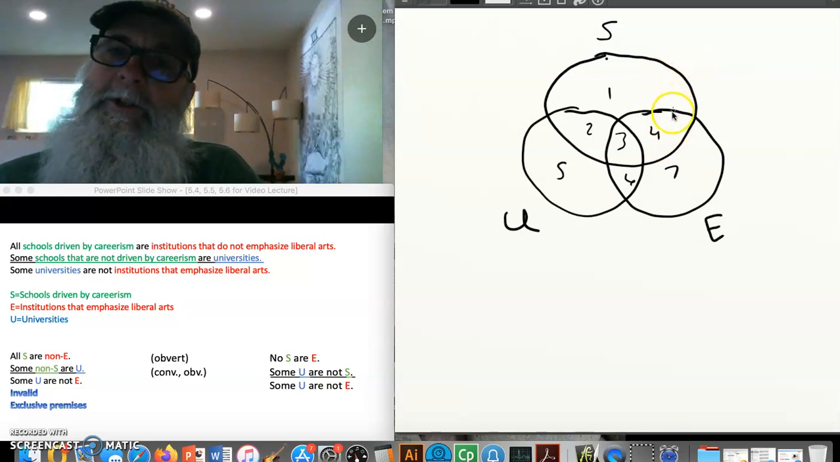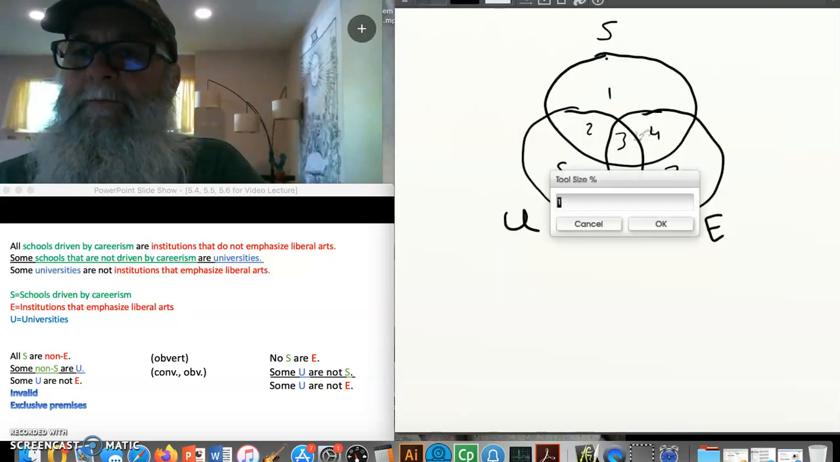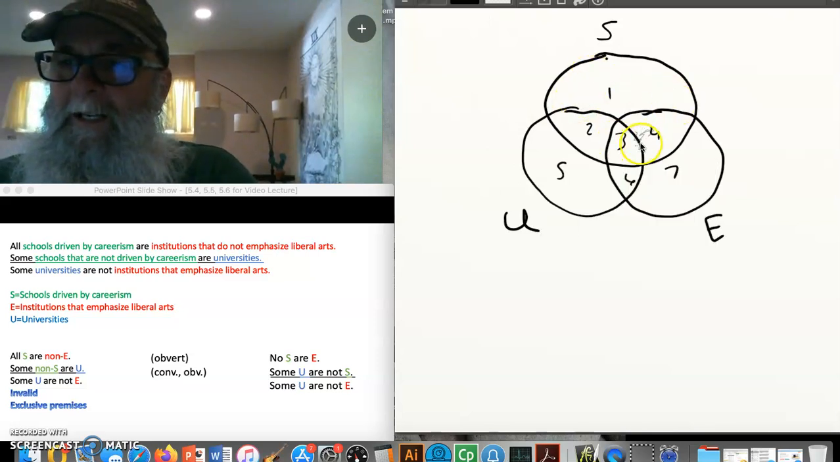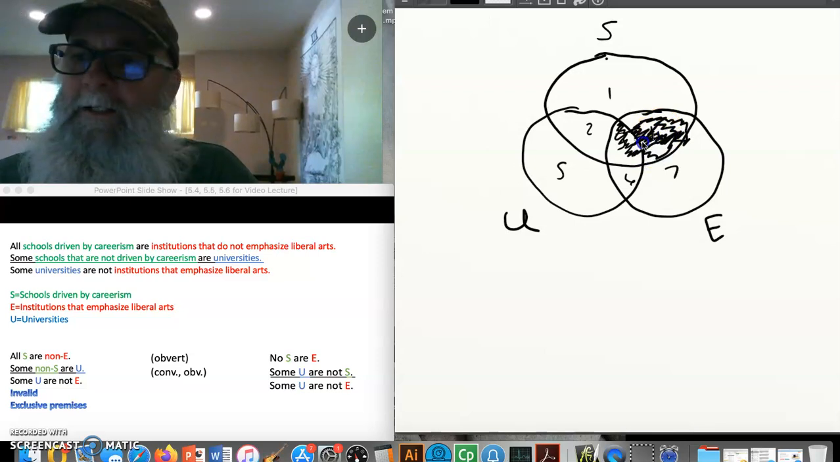Okay, I want to show that no S's are E, and there's only one place where S's and E's could coexist, and that's right here in areas 3 and 4. So if I want to show that no S's are E, well, first I got to get my pen working here. I'm going to have to blank out areas 3 and 4 because that's an area where S's and E's would be together. And I'm trying to show that no S's are E's. So I'm going to color this whole area of 3 and 4 in and eliminate it. Kind of turn out the lights, show that there's nothing there, no S's or E's.